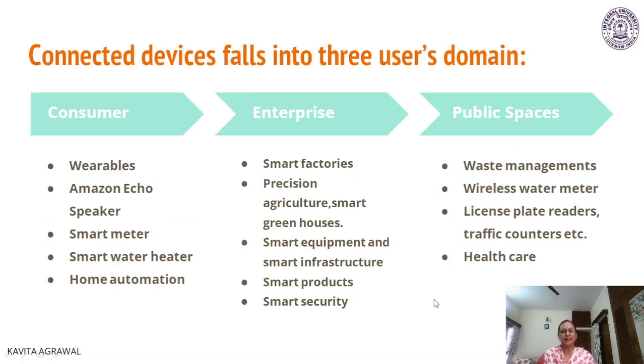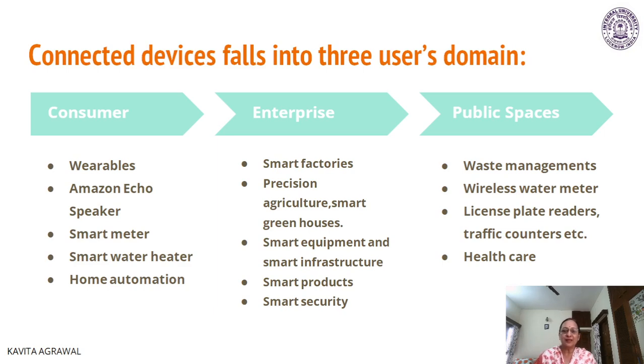So my connected devices fall into three user domains mainly. We have consumers, we have enterprise, and we have public spaces. If we see the consumers, we have these wearables. Most of us are using smart watches now. They are part of our IoT devices. We have these Amazon Echo speakers. We have smart meters. We have smart water heaters, which we can control sitting anywhere with the help of our mobiles. We have home automation systems.